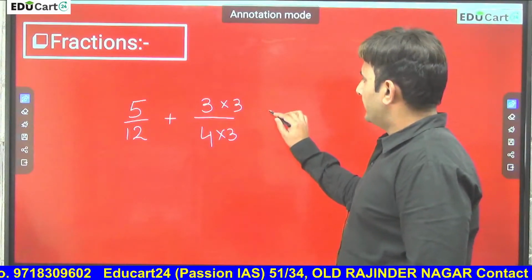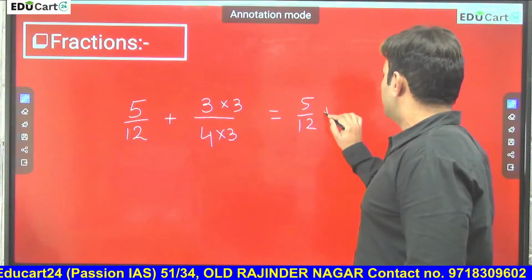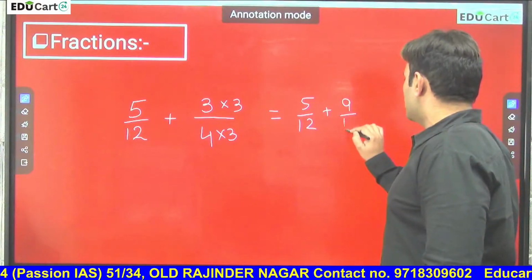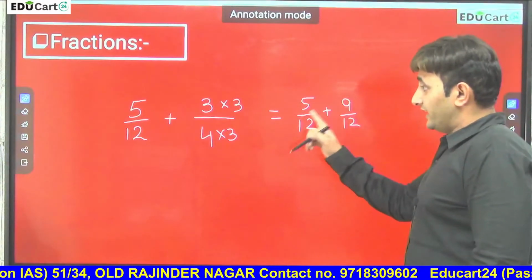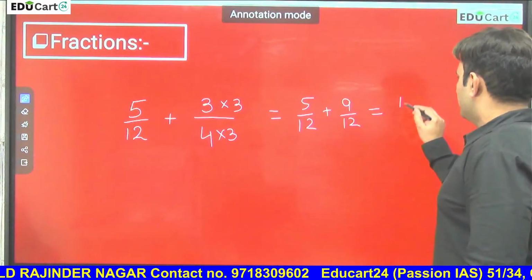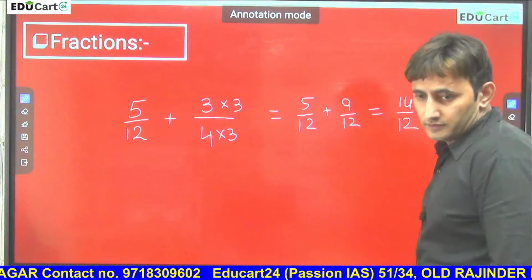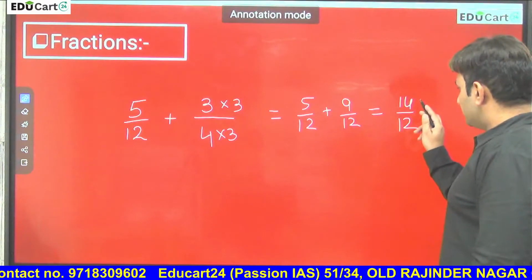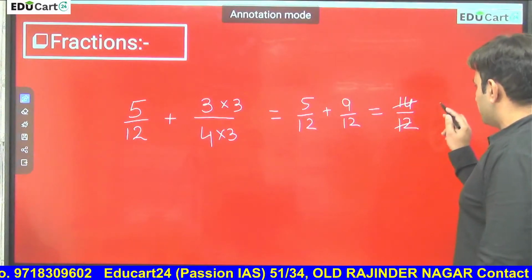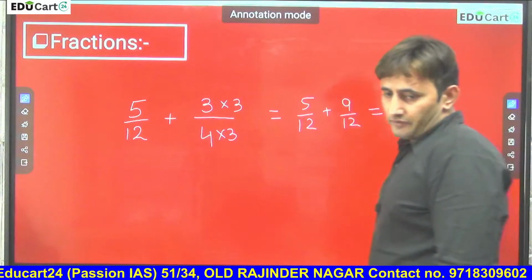Fine. Now what can I do? 5 upon 12 plus 9 upon 12. Now I can add these parts. If you add these, then 9 plus 5 is 14 and both have 12 in the denominator. Now you can cancel this. If you cancel out by 2, what will it become? 7 upon 6.